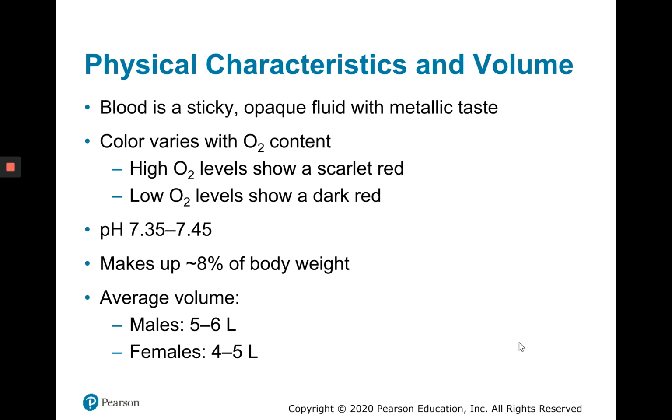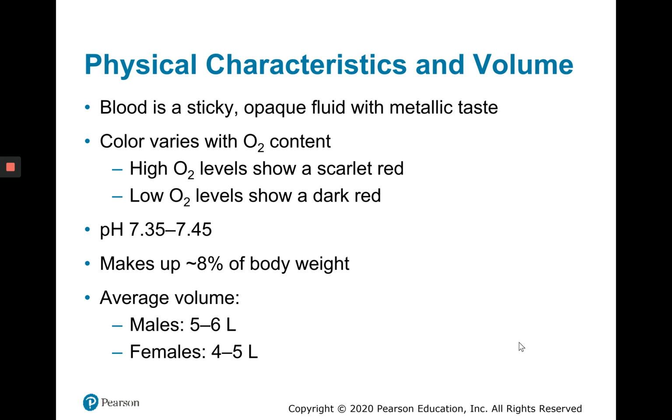So some physical characteristics about blood. Blood is sticky, it's opaque, it should not be clear, it has a slightly metallic taste. Its color can vary depending on its oxygenation. When it has high oxygen levels, it's generally more of a scarlet red, versus when there are low oxygen levels, it shows a darker red.